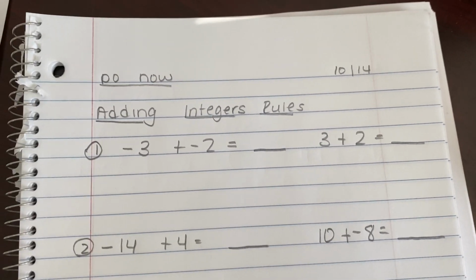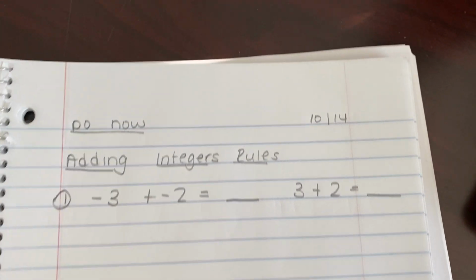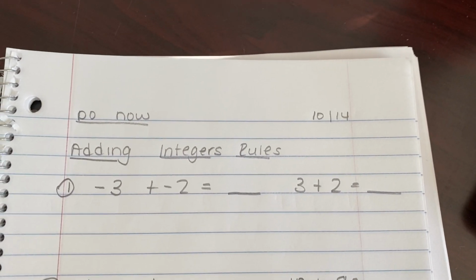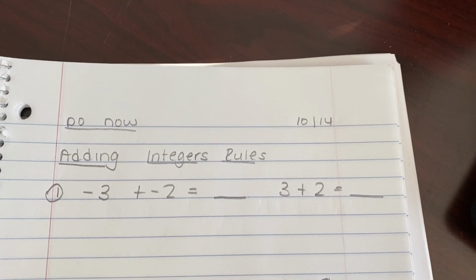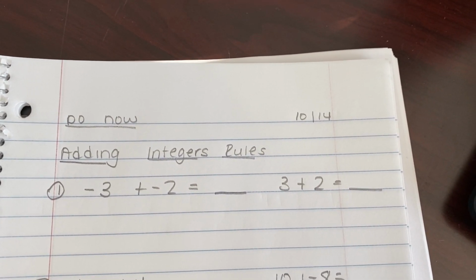Okay, guys, make sure you have your math notebook out. You're copying this do now right now. You're writing do now, the date 10/14. You're writing adding integer rules.